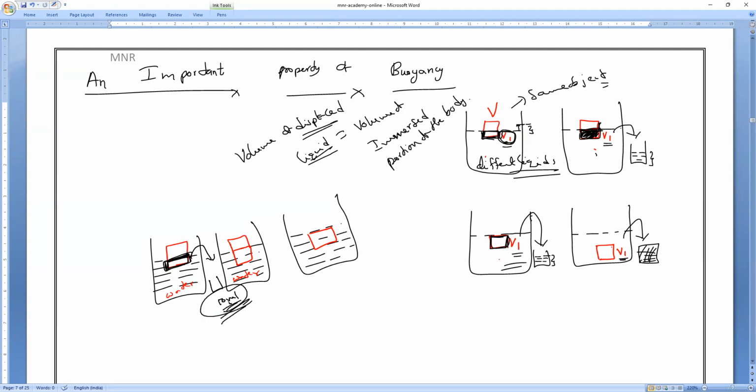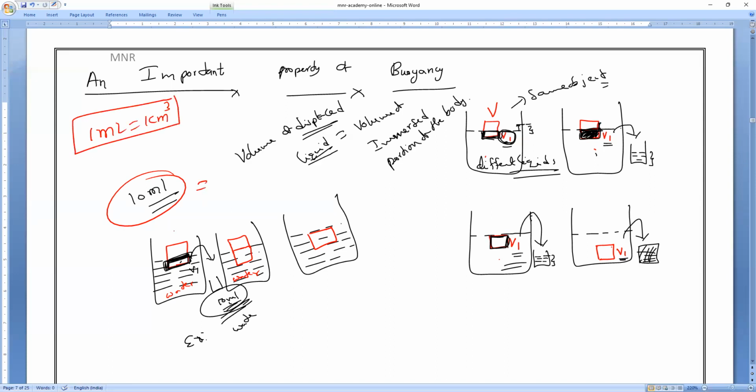What is the volume of the displaced liquid? Example, 10 ml of water. Then the volume of this immersed portion is also 10 ml. But it is a solid. Do we say the volume of a solid in ml? No, so keep it in mind. Now I will tell you, 1 ml is equal to 1 cubic centimeter. Now you remember and tell me, 10 ml means the immersed portion is 10 cubic centimeter.